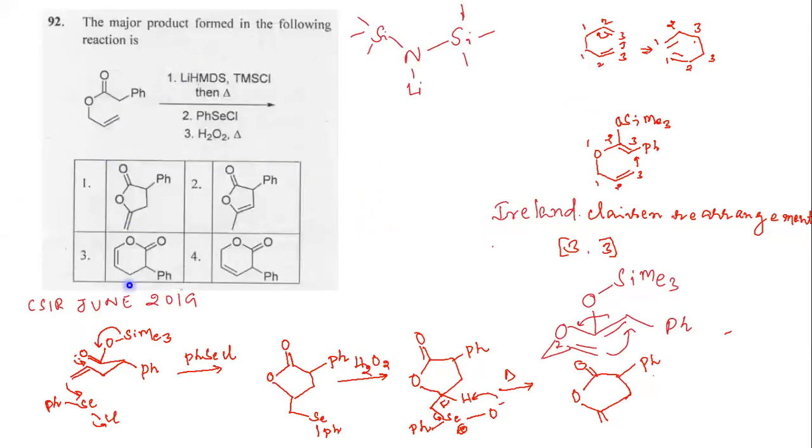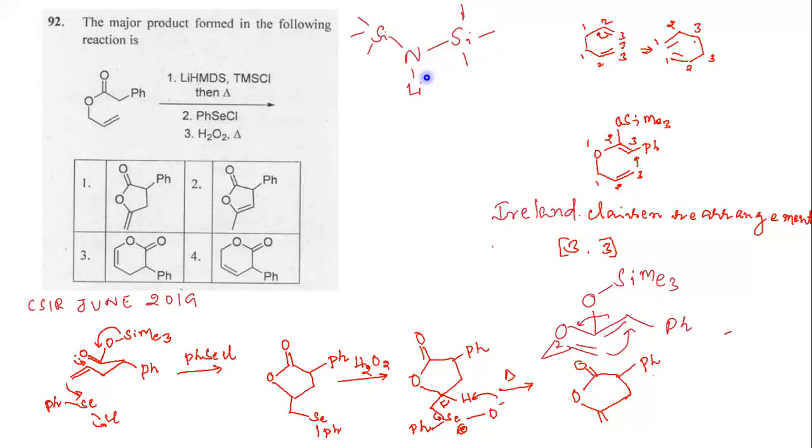And this was asked in the June 2019 exam. The major product formed in the following reaction is, this is the given substrate. The substrate is treated with lithium hexamethyldisilazide, a hindered base, and trimethylsilyl chloride, an anion capturing reagent. Then heating the substrate. Now further it would be treated with phenyl selenium chloride and H2O2. Now this is the lithium hexamethyldisilazide, a hindered base.